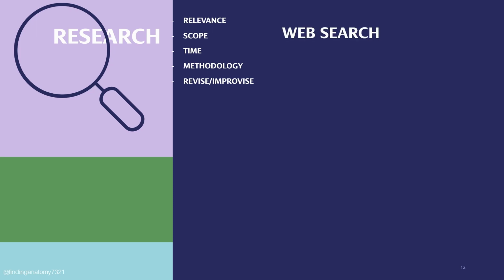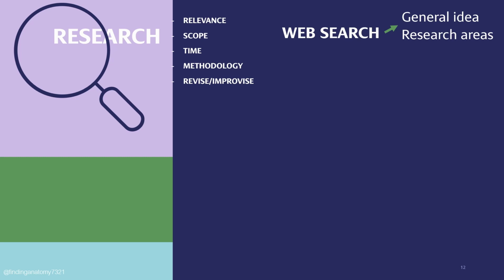So let's talk about what exactly researching through prior literature means. Researching through prior literature is important because it will help you establish relevance, scope, decide the time period, and it will help you understand the methodology of practical projects, and it will help you revise and improvise your project when it runs into obstacles, or to refine it to make it better. Now, one of the simple ways to begin is doing a simple web search, and this would give you some idea about what the topic is and what the research areas are.